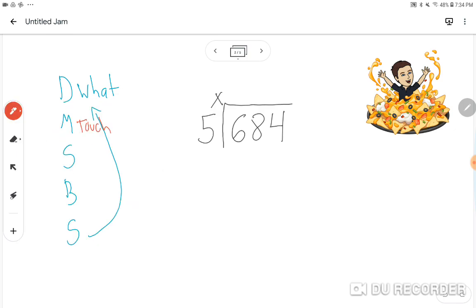All right, let's take a look at this. First question, how many 5's go into 6? 1. Answer always goes on the top. Touch it. 1 times 5 equals 5. Subtract. 6 take away 5 is 1. Bring down only one number at a time, the 8 with an arrow. Start over. How many 5's go into 18? 3. Answer always goes on the top. Touch it. 3 times 5 is 15. Subtract. 18 minus 15 is 3.